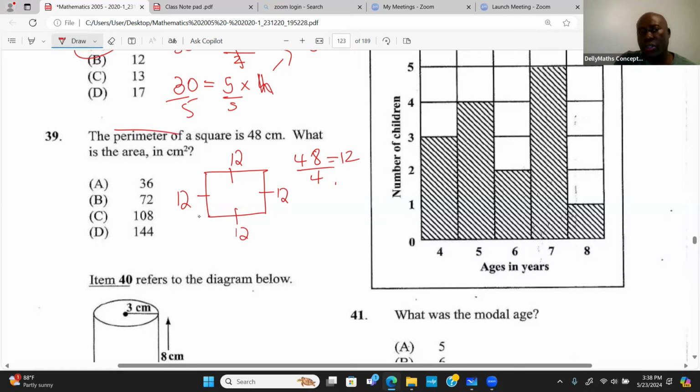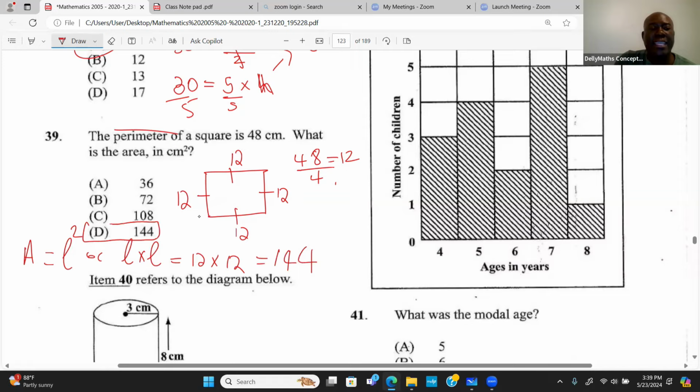What is the question though? We want to find the area. How do we find the area of a square? It is L square, or you might be used to L times L, which is 12 times 12, and we're looking for 144. The answer is D.